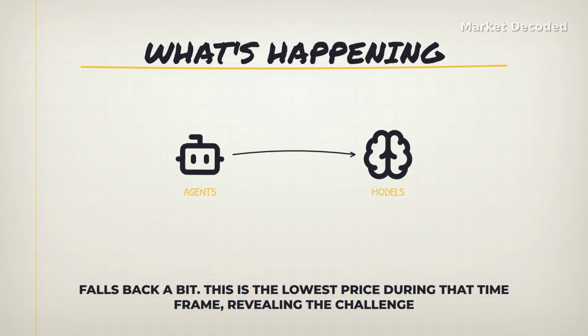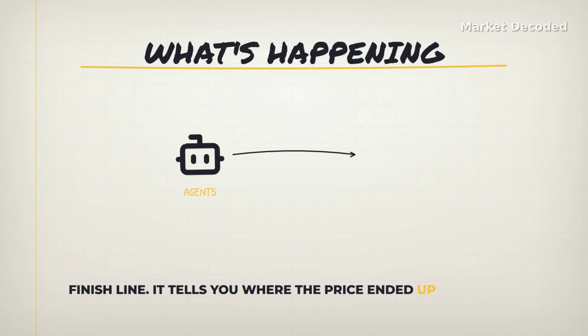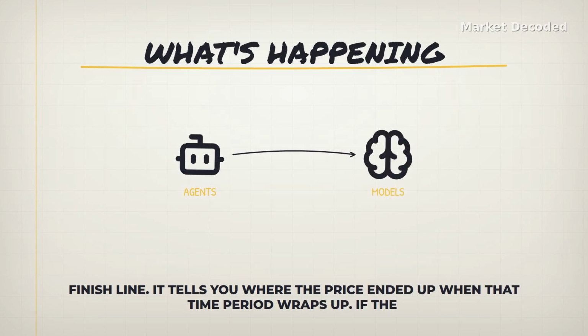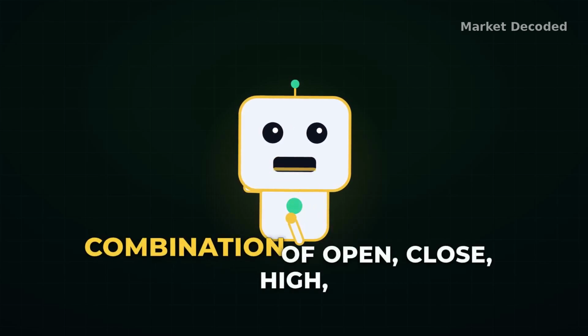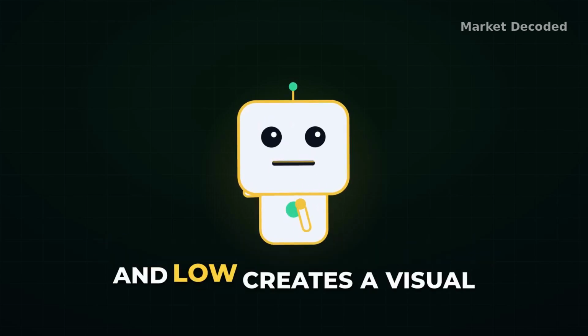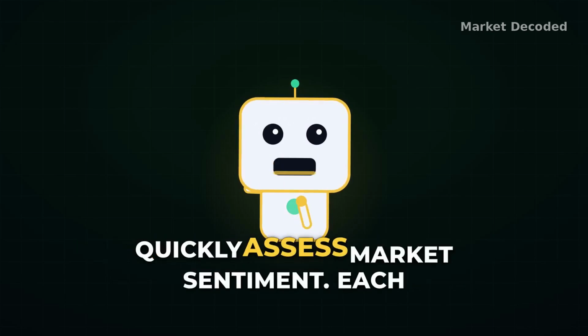Finally, we have the close price, which is like crossing the finish line. It tells you where the price ended up when that time period wraps up. If the close is above the open, it's like a victory lap. If it's below, it's more like a disappointing finish. And here's the surprising part. This combination of open, close, high, and low creates a visual representation that allows traders to quickly assess market sentiment.